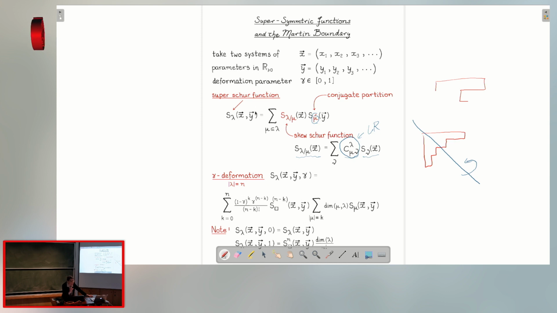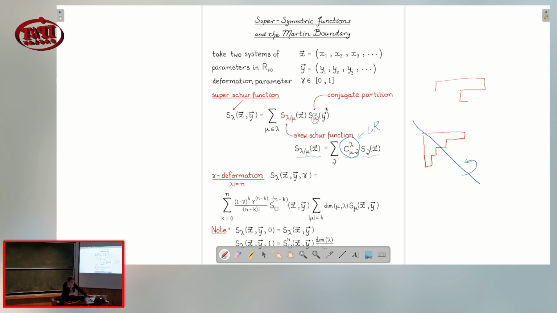Because it's super. If it was not super, I guess you would have replaced mu prime by mu, and you would have got the ordinary Schur function. I don't understand what you mean. It would still be bivariate, right? But it's just x plus y. You add the variables. You take a Schur function with more variables.